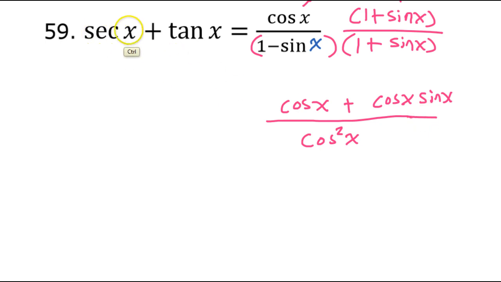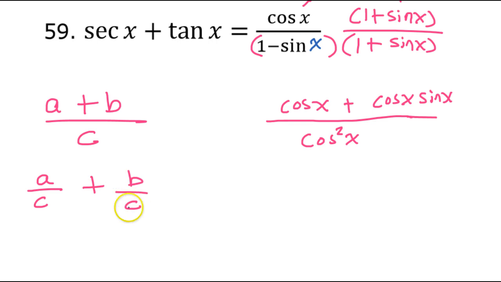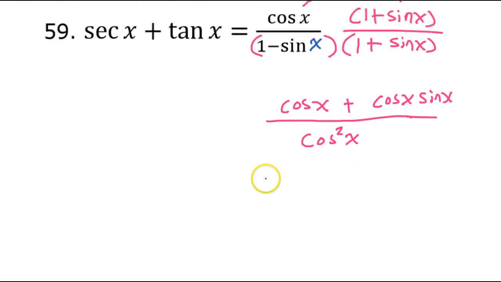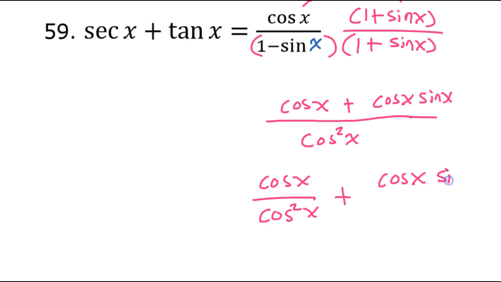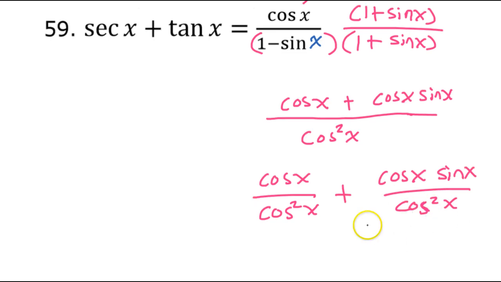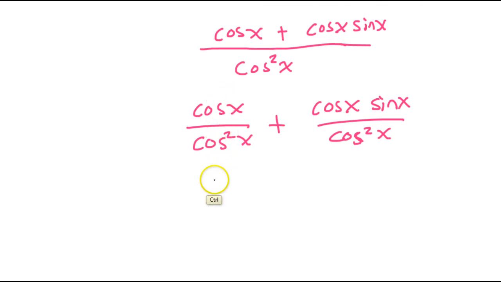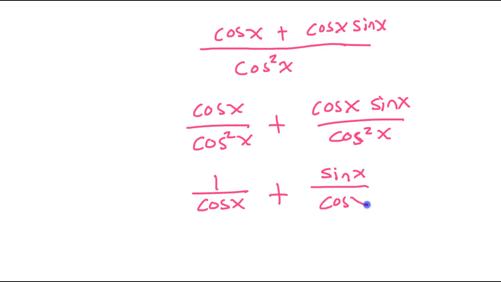So looking at the target where I have these two separate terms, I'm going to go ahead and separate this out. I'm using the idea that if I have A plus B over C, that's the same thing as A over C plus B over C. So that's what I'm about to do right now. So this should be the same thing as cosine x over cosine squared x plus cosine x sine x over cosine squared x. Okay, now I have some cosines that are going to cancel out here, so this is going to leave me with 1 over cosine x. Alright, and these cosines will cancel out as well, so that will leave me with sine x over cosine x.